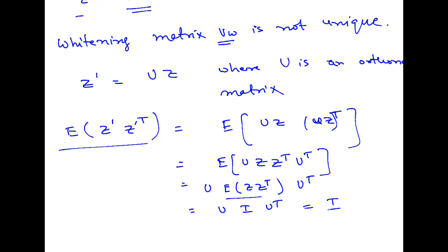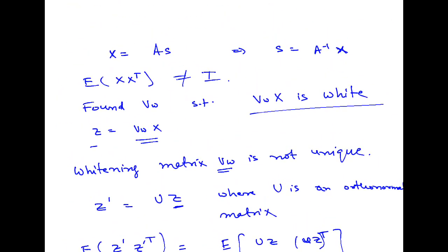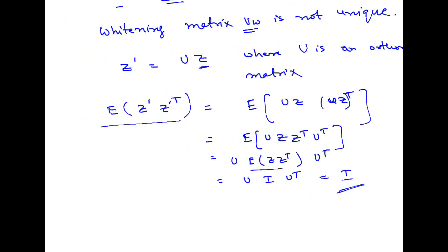So what is happening? Even if I whiten it, this whitened variable Z, I can multiply it with any orthogonal transformation, any orthonormal matrix, and it will still be white. So therefore it is not unique. There can be many ways of doing it. So therefore it does not give us a way to separate those components. Whitening is just one step, but it is not complete. So we need to do something else. Okay, so what do we do now?